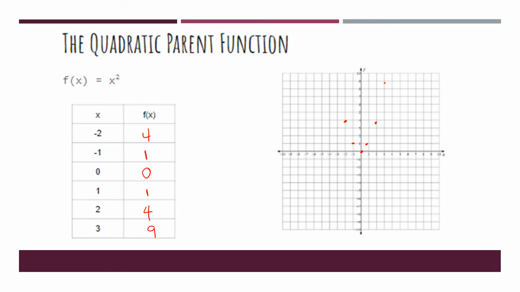So this graph looks like this. It's got this nice little curve, if I could get the points on there nicely. And we actually call that a parabola. Okay, it's a conic section. So this is our basic graph of that quadratic.